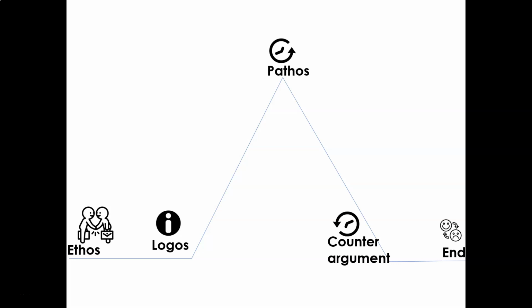To build on this, the next step is logos. At this stage, we are going to use logic and reason. So here we might want to use some factual information. As we move up into that pyramid shape, we can see that we reach the most dramatic part of our argument. This wants to be really powerful and have impact. So we'll use pathos here and appeal to the audience's emotions.